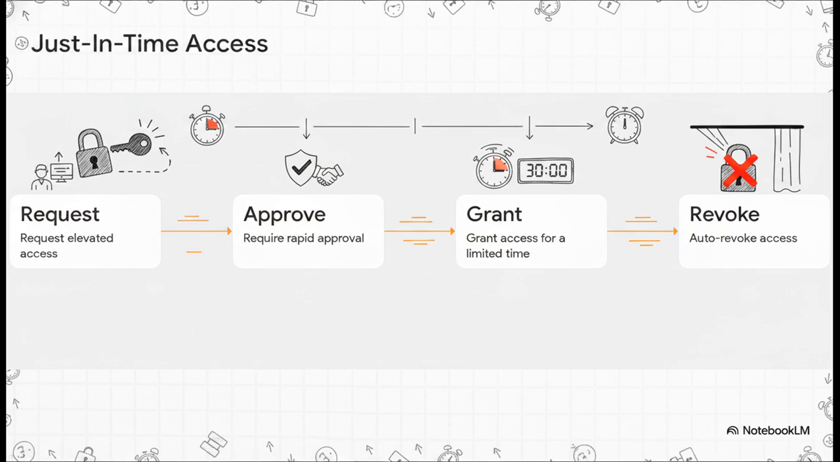They request elevated access through a portal. 2. That request triggers a rapid logged approval workflow. 3. The access is granted, but, and this is key, only for a strictly limited time, say 30 minutes. 4. The second that timer runs out, the system automatically revokes the access. Boom. The window of opportunity for an attacker slams completely shut.